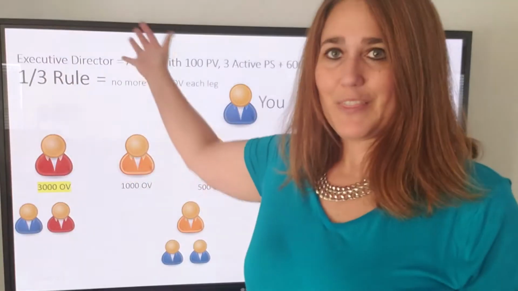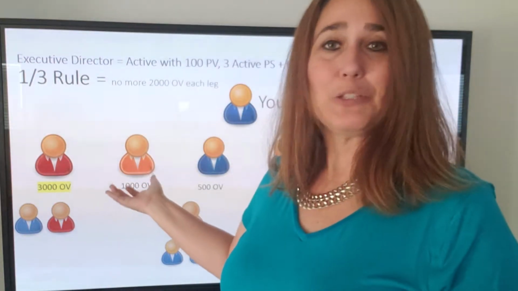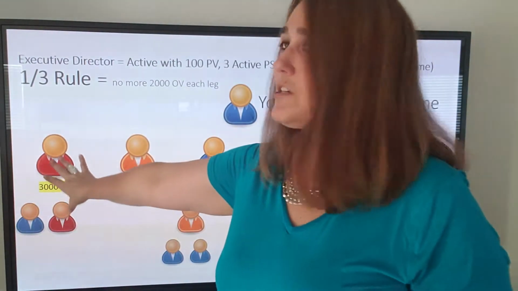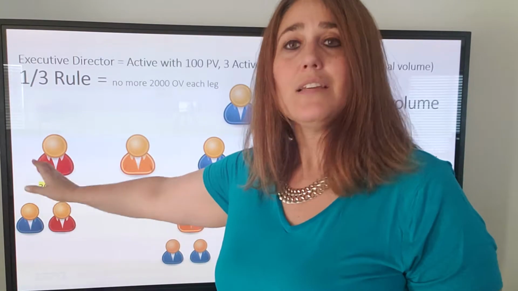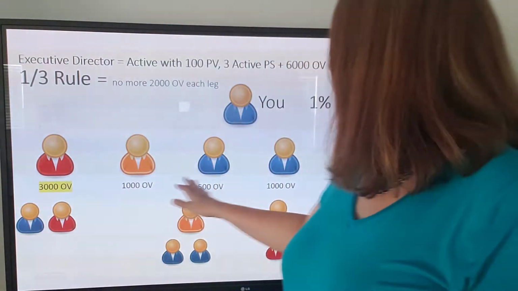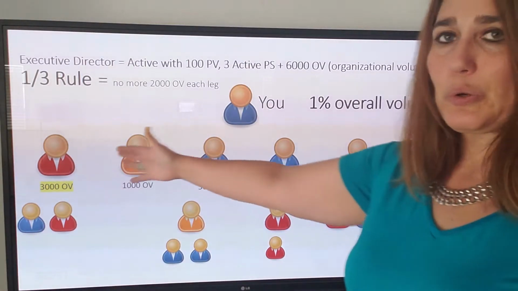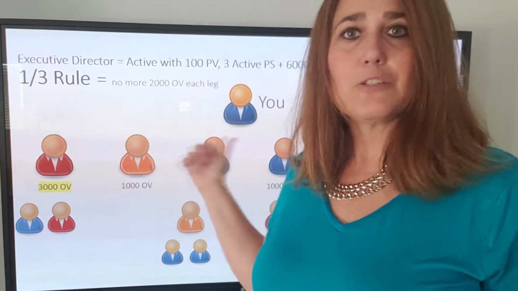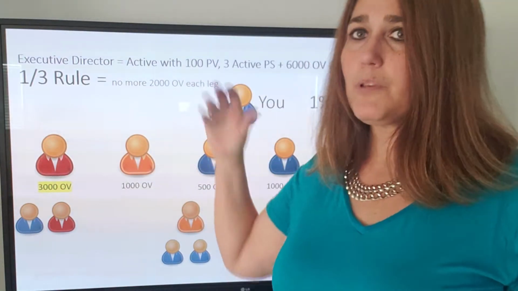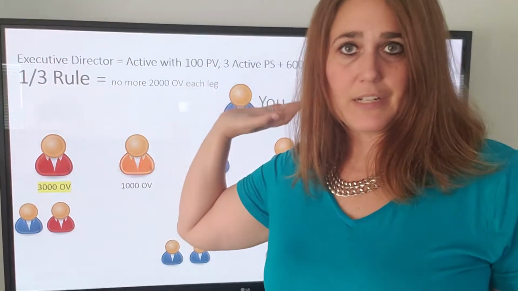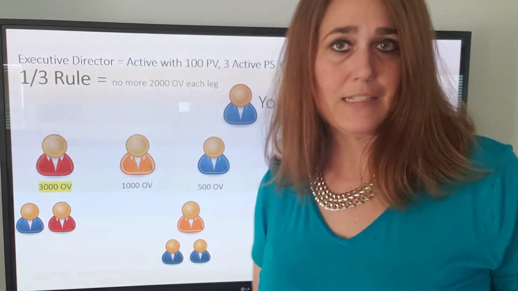So with the 1/3 rule, same thing applies. You cannot have more than 2,000. So if this team here combined have 3,000 PV and everyone else equals up to 6,000 PV, you can only use 2,000 of that. And so now it actually drops you down to 5,000 PV, which means you are no longer an executive director. You don't become an executive director.